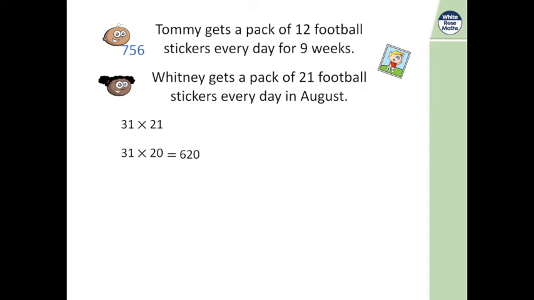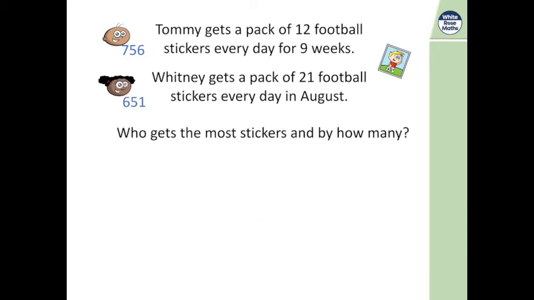So let's partition again. 31 times 20 is 620, and we can work that out. If we multiply 31 by 2, we get 62. So 31 by 20 is 620. And then 31 by 1 is 31. And add the 2 together to get our answer. 31 multiplied by 21 is 651.